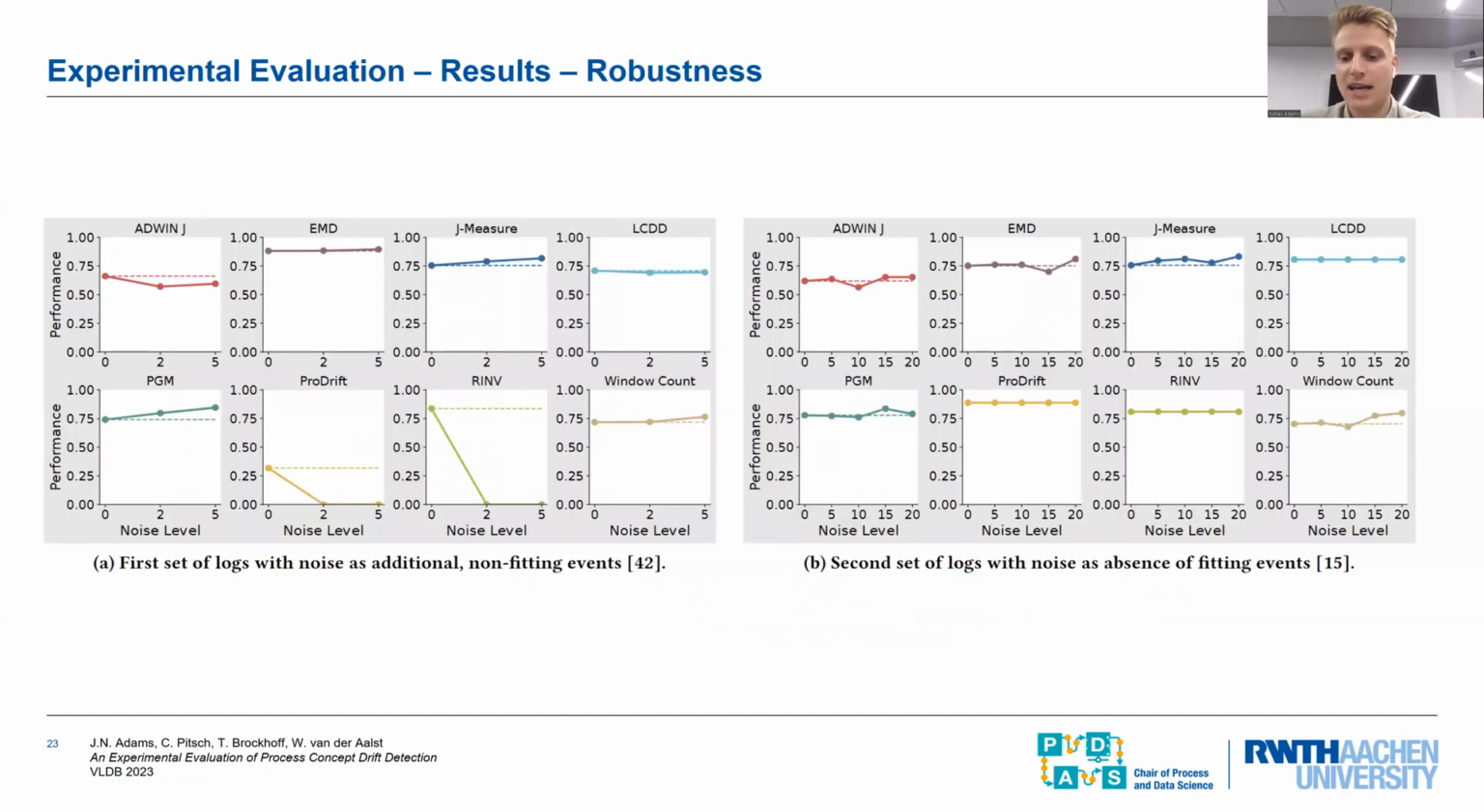And then on the last evaluation goal, there's the robustness. So we see actually two interesting things. So many techniques improve their performance with noise, because the thought of having noise is really much factored into the design of the algorithm. If noise is added as additional events that are not fitting to the initial process model, then some techniques have huge issues. For example, RINS can detect no changes anymore, which is a huge drawback for the practical application of that technique.